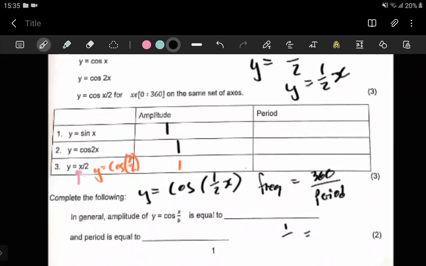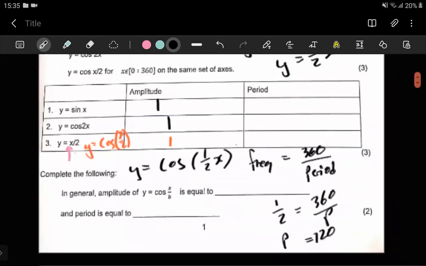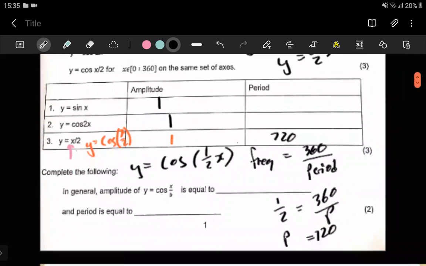So here you can see frequency is a half. You can have 360 over period, and then you can just cross multiply. P times 1 is P, 2 times 360 is 720. Do you see it?